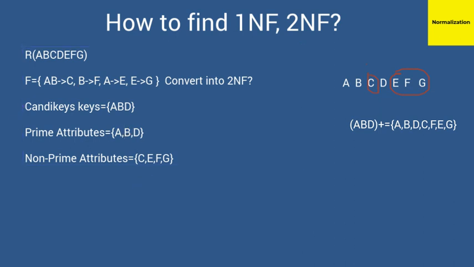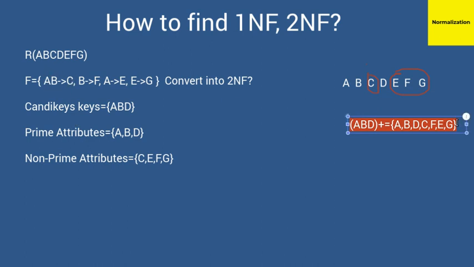Now we will check each one by one, whether it satisfies the conditions or not. What is the candidate key? ABD. AB is a part of ABD, but it is deriving a non-key attribute. This is a non-key attribute, so the problem occurs. The problem occurs because AB gives rise to C.